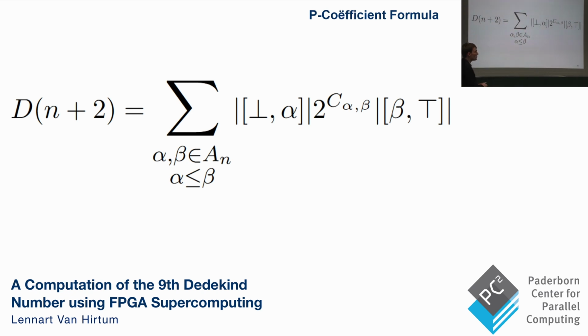Instead of iterating over 1 Boolean function, we now iterate over 2 Boolean functions in dimension n. And we multiply the interval size from the bottom to alpha by the interval size of beta to the top times this p-coefficient. And these p-coefficients are really quite important to speed up the computation. Now, we want to compute the 9th Dedekind number. So we'll need a data set of all of these interval sizes beforehand that we can use.